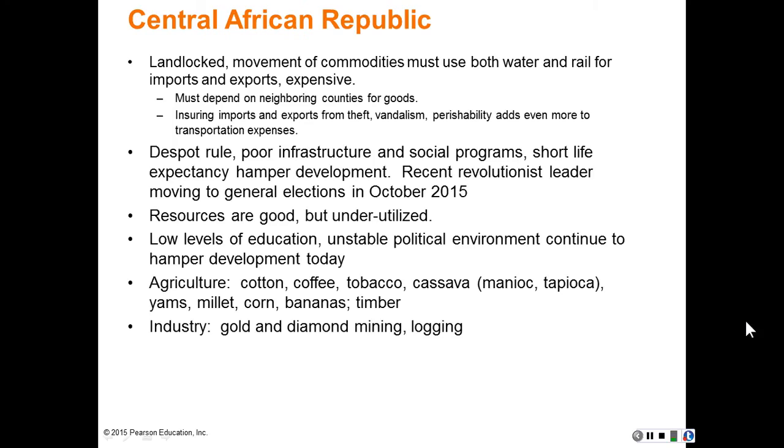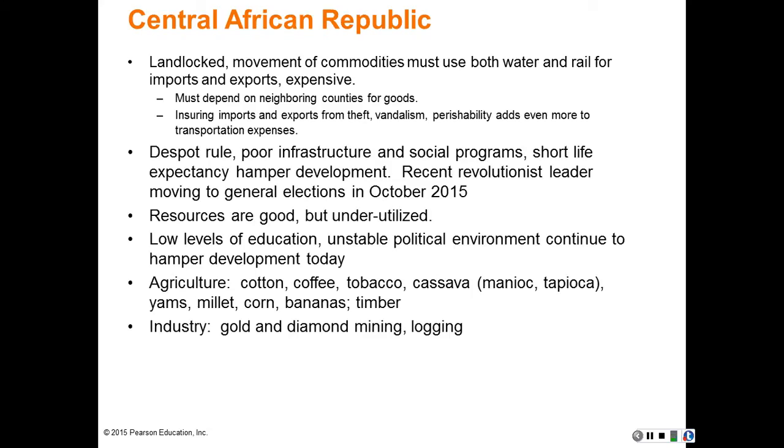Central African Republic is landlocked. Movements of commodities must use both water and rail for exports and imports, and this becomes very expensive for a number of reasons. First, they must depend on neighboring countries for goods and transportation as well, and ensuring exports and imports from theft, vandalism, and perishability add even more to these transportation costs.